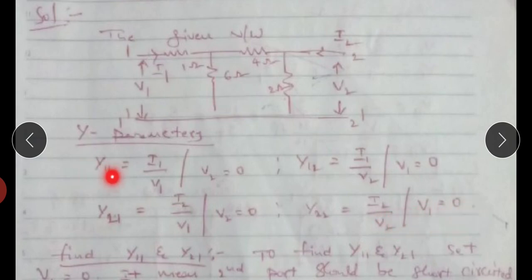So to find y11 and y21 we have to set V2 equals 0. V2 is the second port voltage, so we have to short circuit port 2 to set V2 equals 0. Similarly, to find y12 and y22 we have to set V1 equals 0. V1 is port 1 voltage, so we should short circuit port 1. So by short circuiting port 2 we can find y11 and y21, and by short circuiting port 1 we can find y12 and y22. So first find y11 and y21.